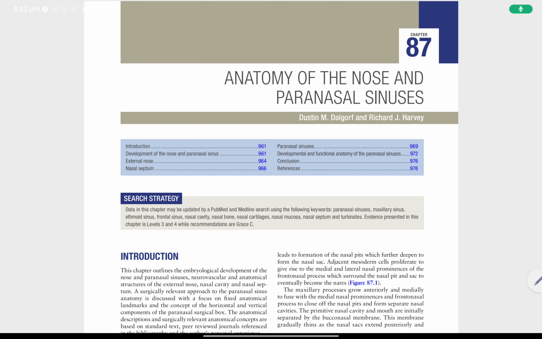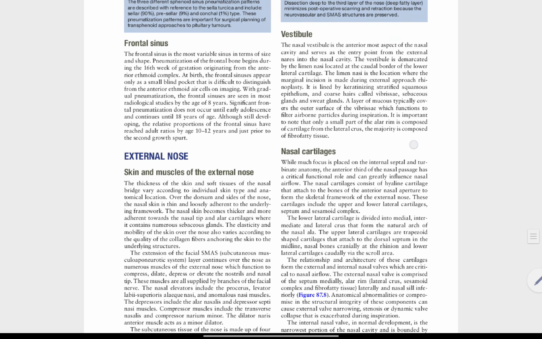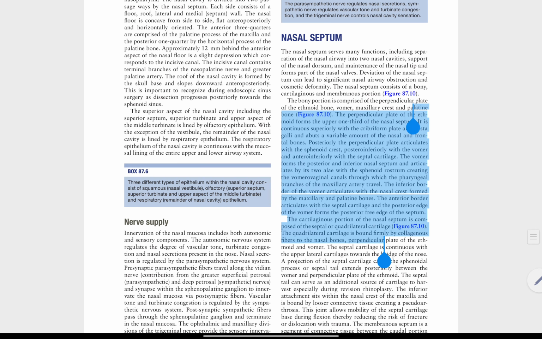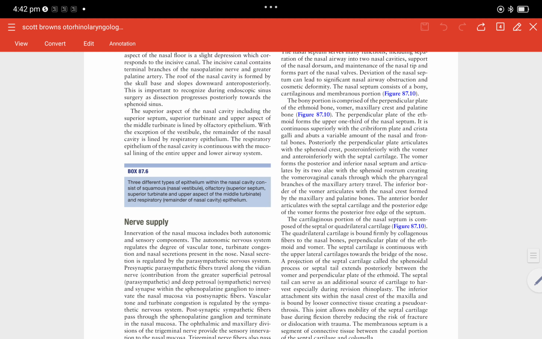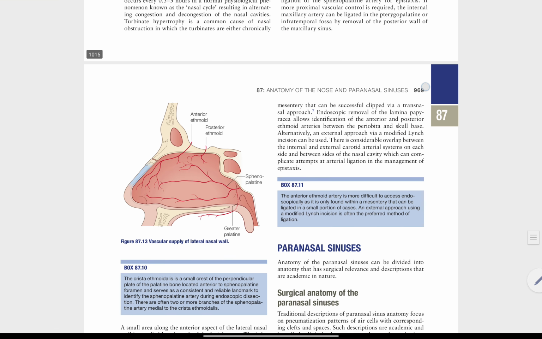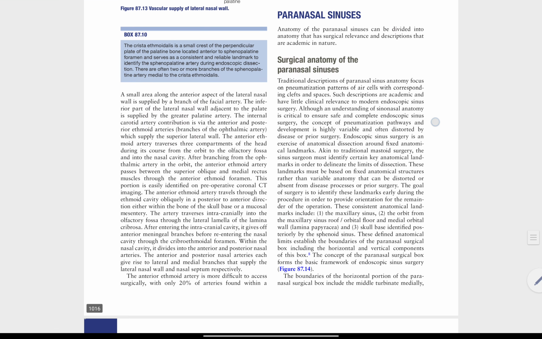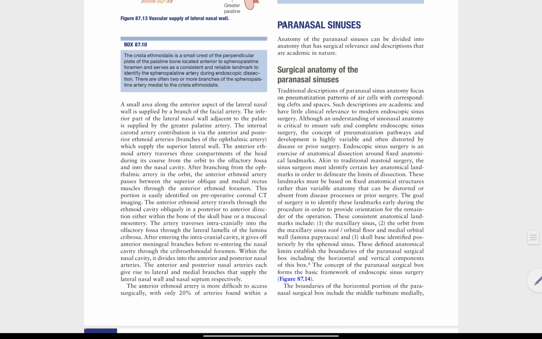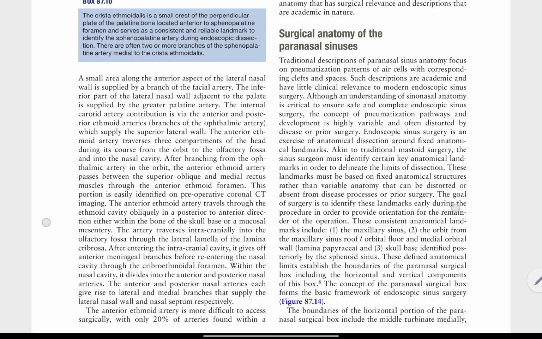Scott Brown's Rhinology, Chapter 87, Anatomy of the Nose and Paranasal Sinuses. Today we are going to learn about paranasal sinuses.